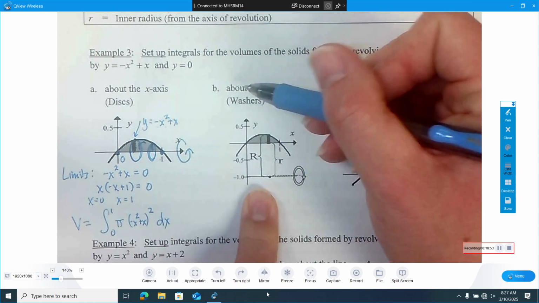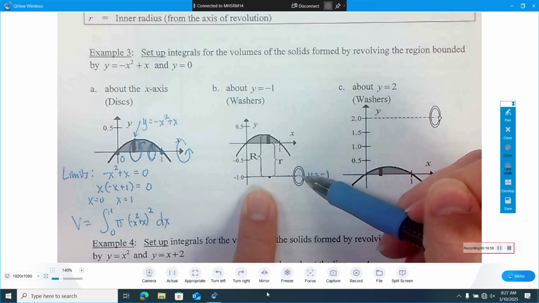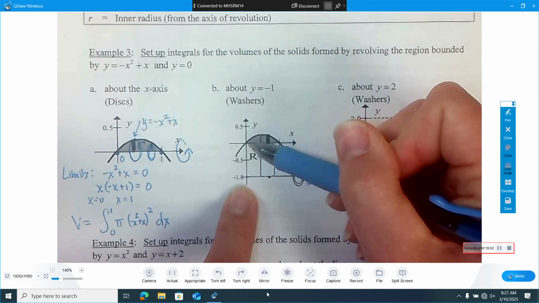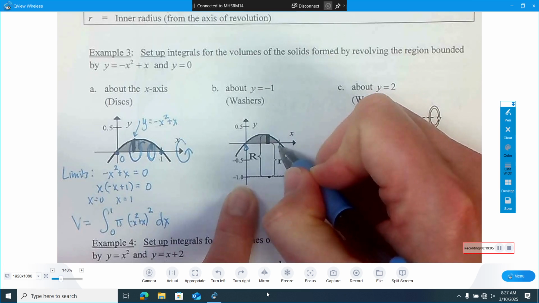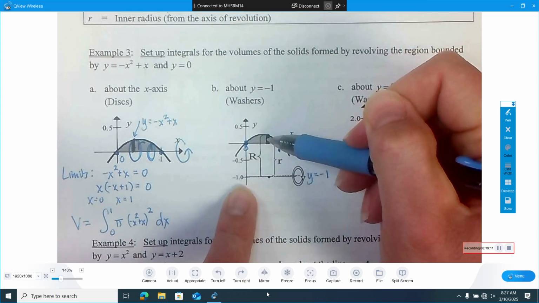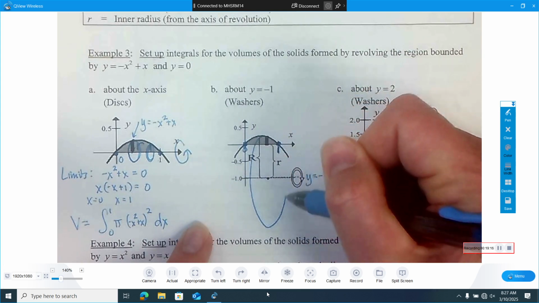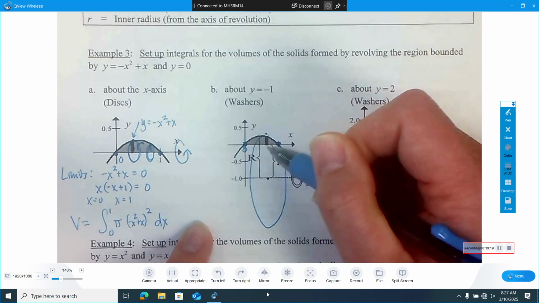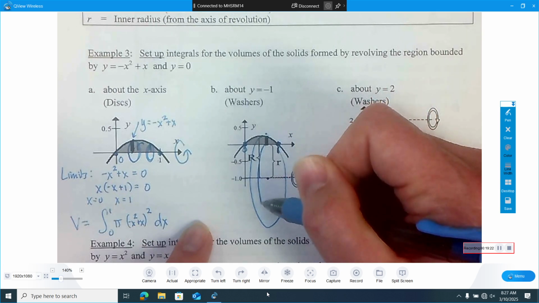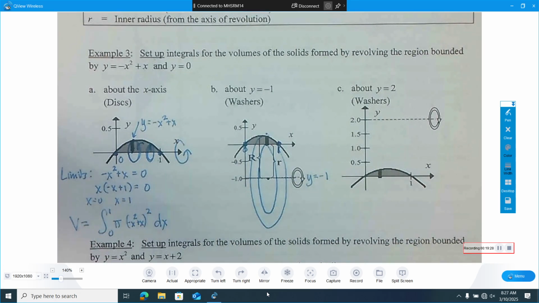All right, so here we have another one. We are revolving about the line y equals negative 1. So you see the little arrow they've drawn in here. And you'll notice here, we have the same shape. It's going from 0 to 1 on the x-axis. But now, this is going to spin all the way around, come back to the top. But then there's this inner radius that's going to spin around as well. And so we get this weird donut kind of shape to it, okay?